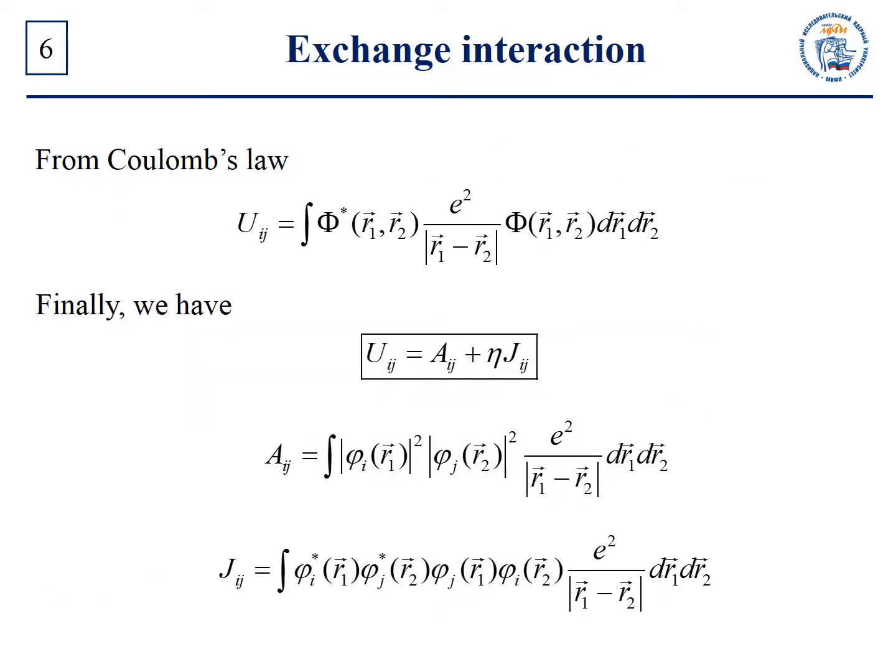Since electrons at atoms i and j repulse each other, from Coulomb's law we have for the interaction energy the following expression. And finally, we can write it in the following way, where A_ij is the energy of Coulomb repulsion, and J_ij is the so-called exchange energy, or exchange integral, or the energy of exchange interaction. The latter is of purely quantum mechanical origin, and arises because of change of sign in the electron wave function upon permutation, in other words, exchange of two electrons.